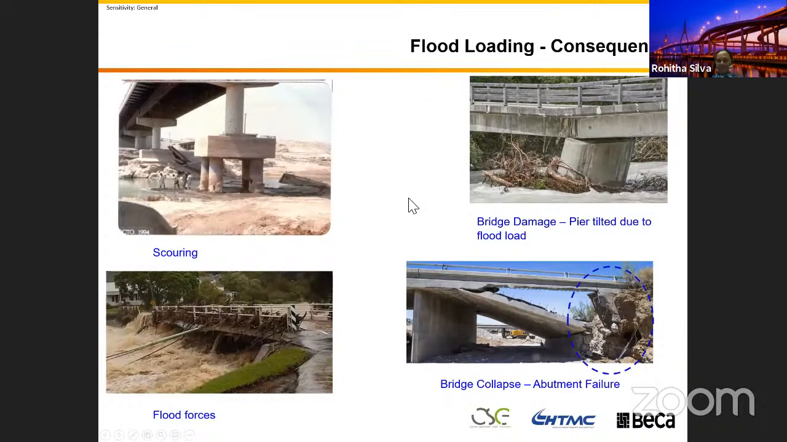Then I'm going to spend some time on the flood loading. I'm not going to ask you whether you have any questions about the wind. I'm sure you are all quite good experts in wind calculation. You all saw this picture before, the flood loading. I'm going to spend some time on it.